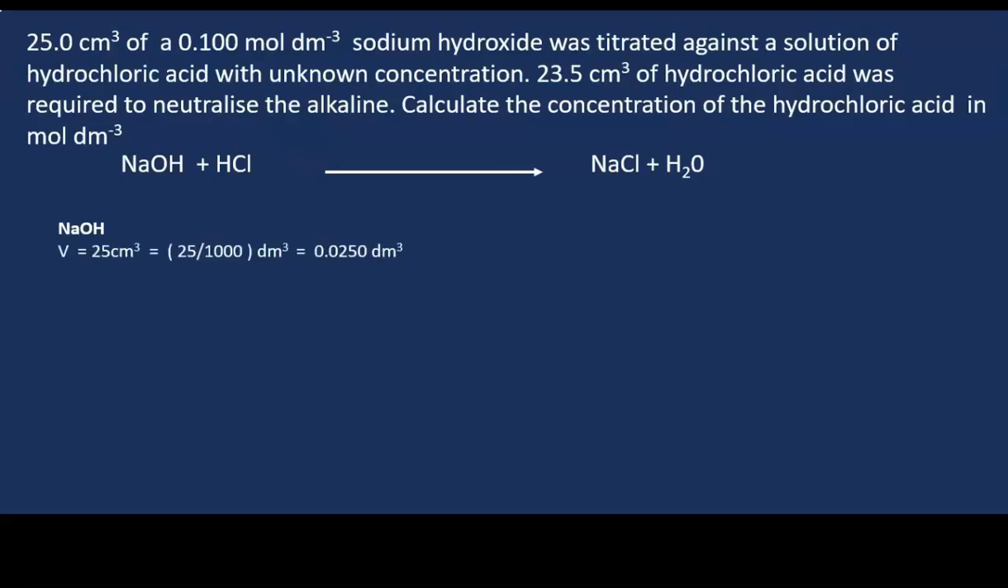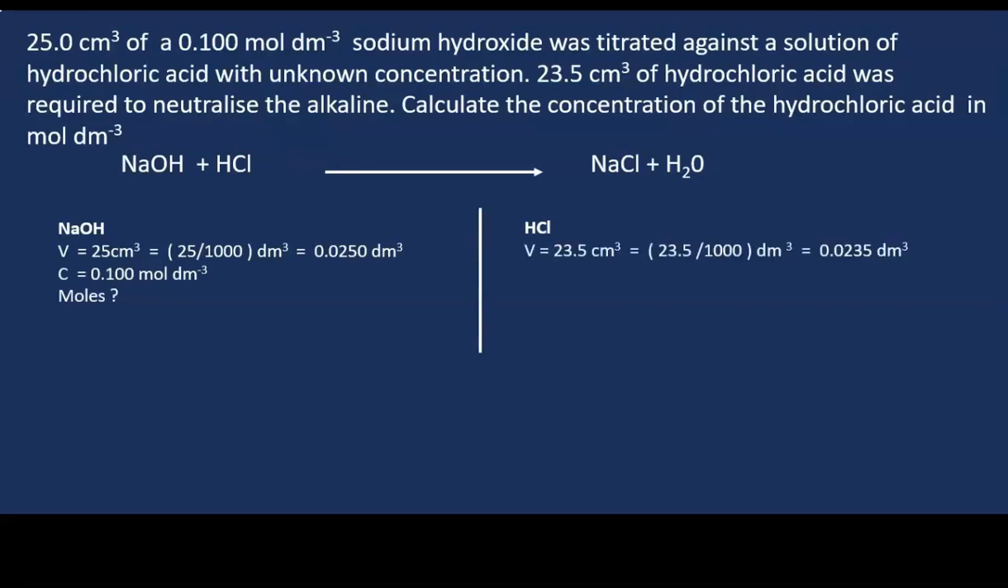We know that the volume that was used for sodium hydroxide is 25 centimeter cubed. Convert into decimeter cubed by dividing by 1000, and this gives us 0.0250 decimeter cubed. The concentration of sodium hydroxide is 0.100 moles per decimeter cubed. We don't know the number of moles. For HCl, we know that 23.5 centimeter cubed was used, divided by 1000 to get the volume in decimeter cubed, which is 0.0235 decimeter cubed. We don't know the moles and we don't know the concentration.